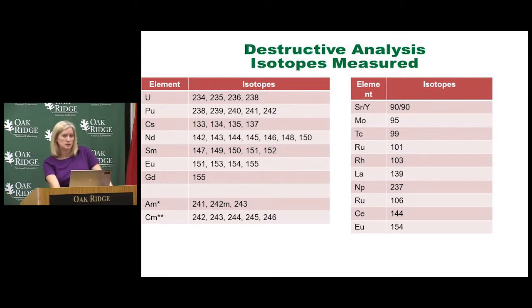Cesium, which gives us burnup information, neodymium, which for destructive analysis is one of the most important isotopes for burnup validation, europium, and gadolinium. These are most of what we can see. We can see ruthenium-106 here, and sometimes we can see cerium, and we also see 154 in our measurements. So these are things that we want to compare to.